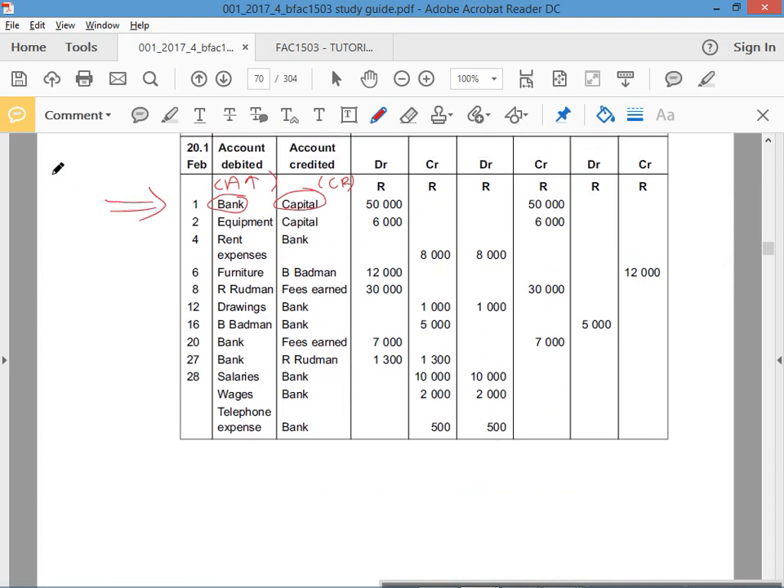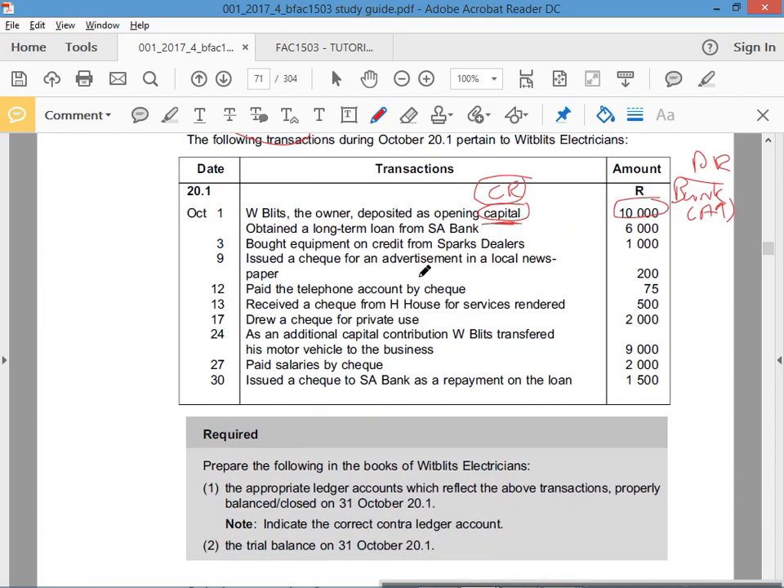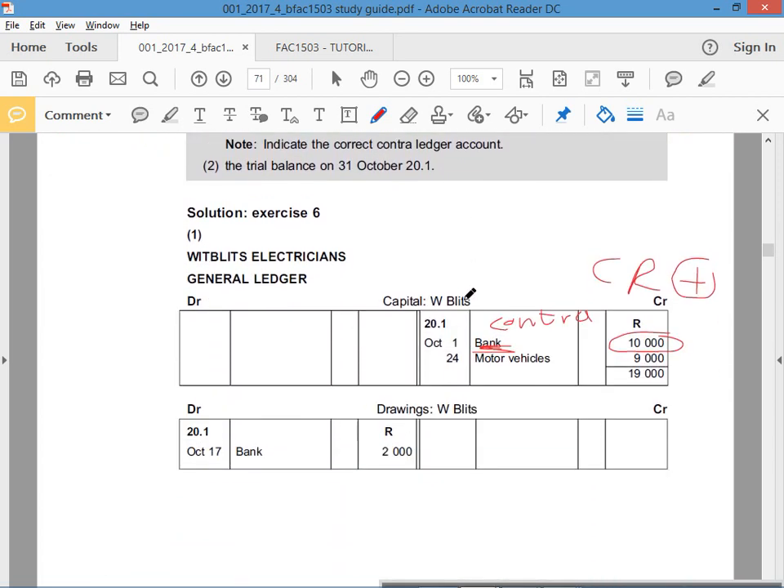And then this is ledger T accounts. We spoke about T accounts, we even did the exercise. Now if I'm doing that, there's the capital. What did we say we're going to do to capital? We're going to credit the capital with 10,000. That's what we did in your notes. And what did we say we do to the bank? Debit the bank.